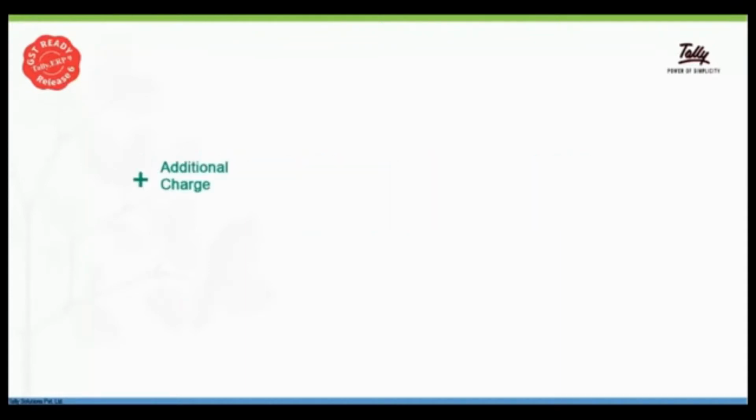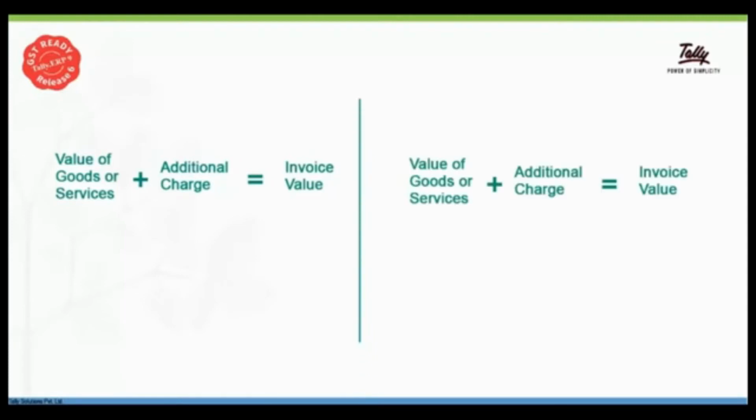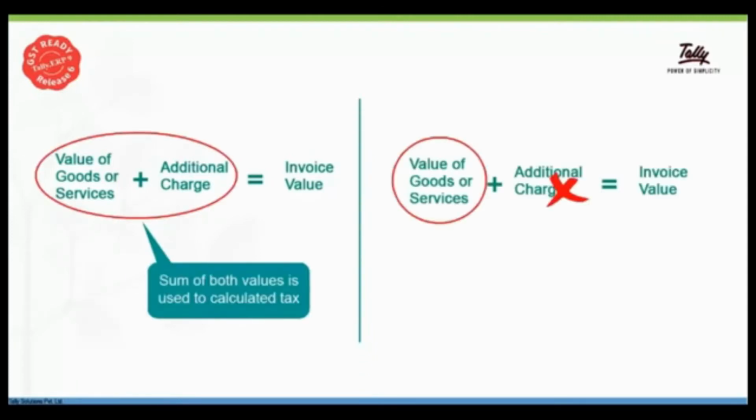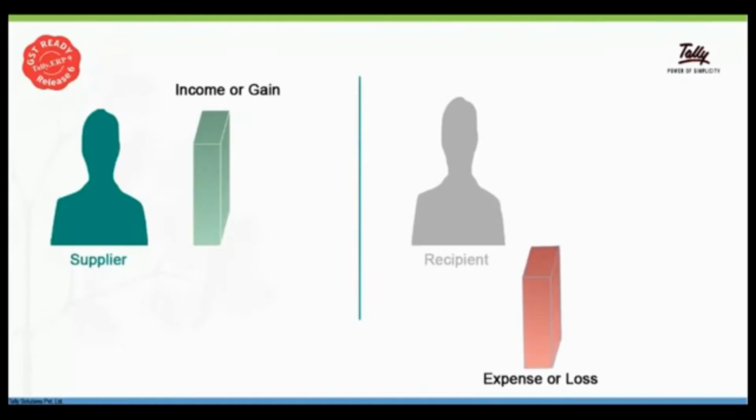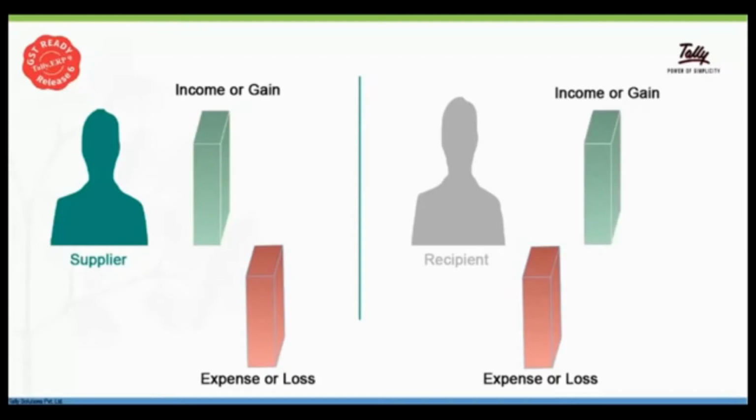When additional charges are incurred on a supply, the value is added to the invoice. Depending on the type of additional charge, the value is either included or excluded while calculating GST. The additional charges can be an income to the supplier and an expense to the recipient, while at other times it can be a loss to the supplier and a gain to the recipient.